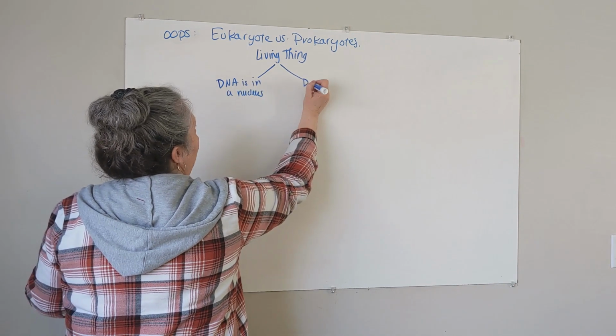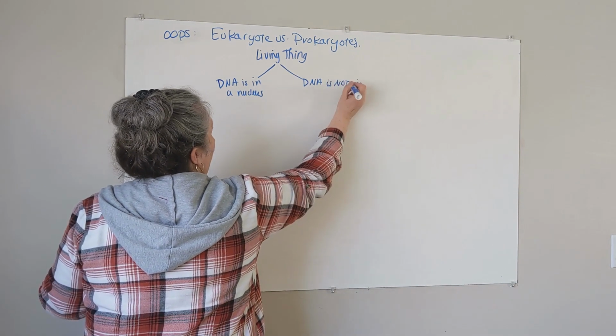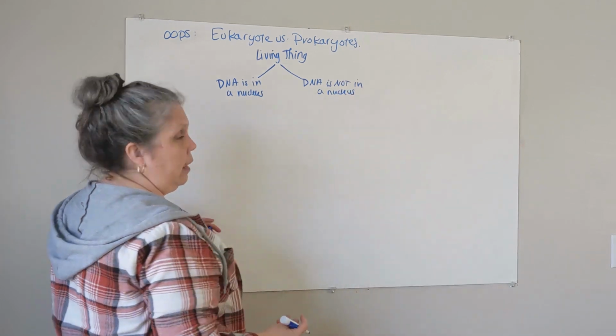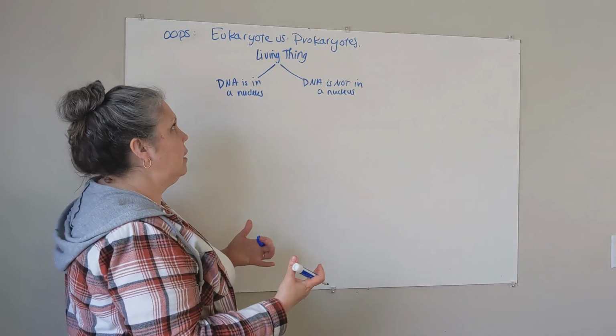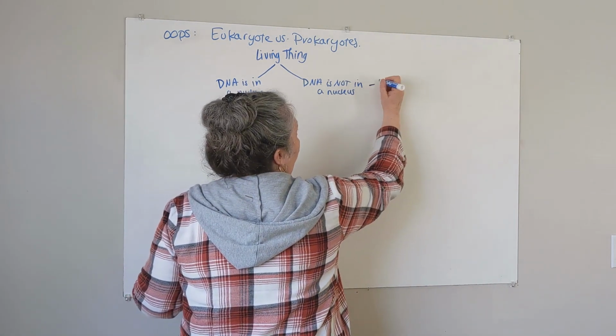So we say either the DNA is in a nucleus, or DNA is not in a nucleus. And it's not that there isn't DNA, there is DNA, it's just not contained. If it's not contained, then we call that a prokaryote.